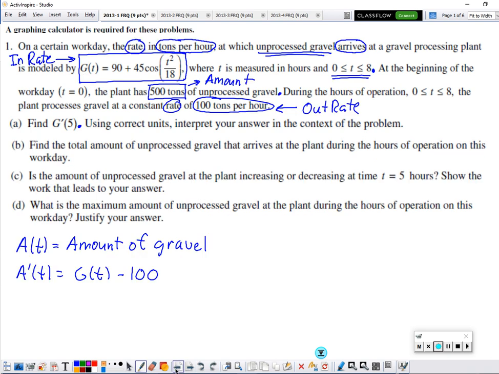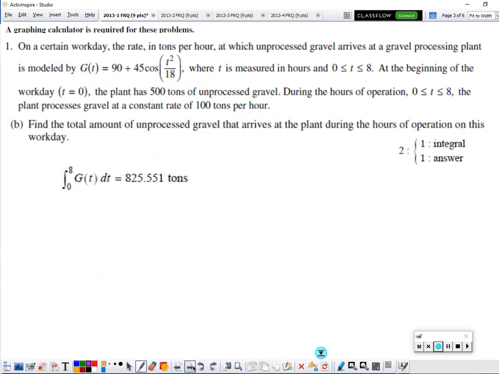It says find the total amount of unprocessed gravel that arrives during the hours of operation. Okay, so we're looking for the amount of gravel that arrives. So the fundamental theorem says if you integrate the rate at which gravel is arriving, that integral calculates how much gravel arrived. That's the fundamental theorem. So that's what you do in part B. You simply integrate G over the time period of interest and calculate how much gravel arrives.